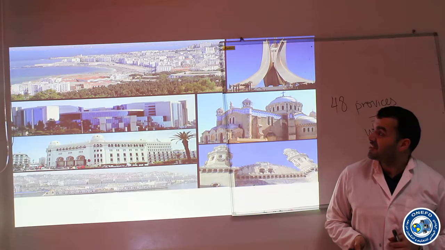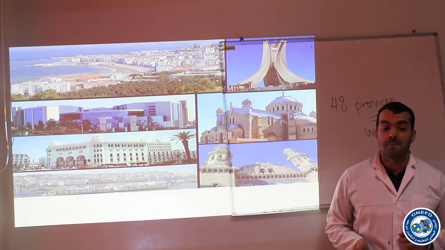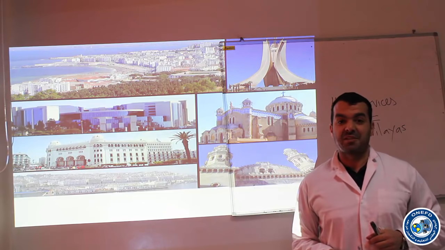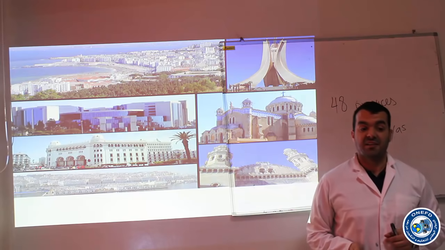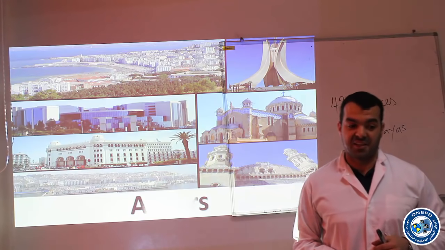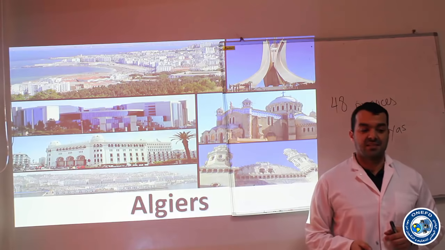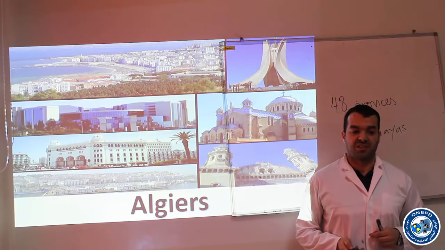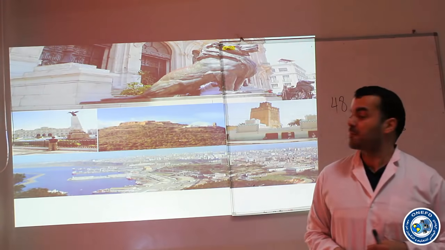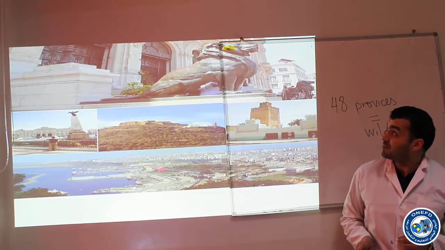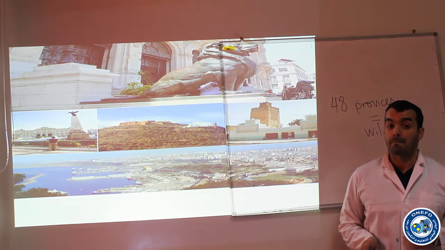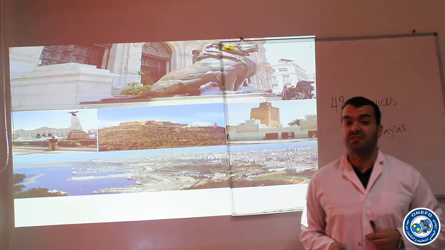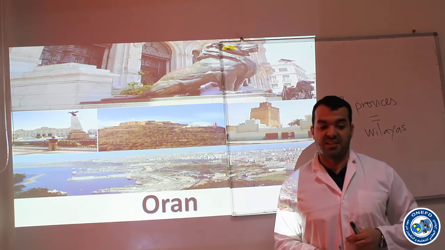Okay. Can you guess this wilaya? It is the capital city of Algeria. It is Algiers. Algiers is the capital city of Algeria. Second picture. Can you guess this province? Very good. It's Oran.